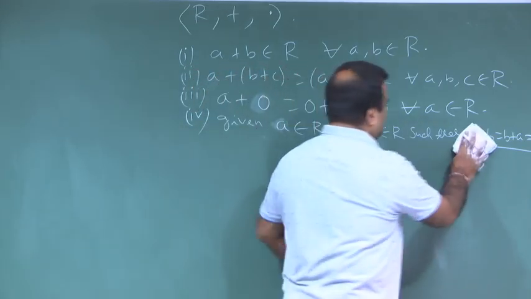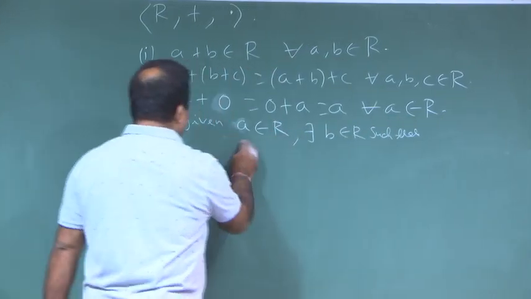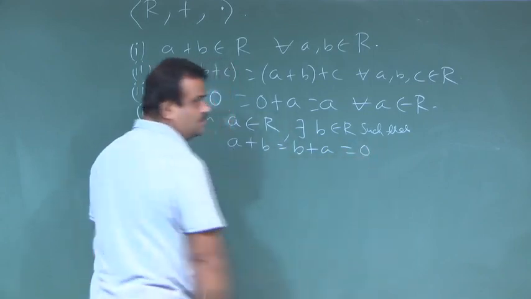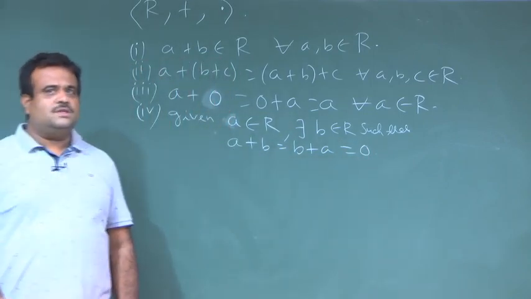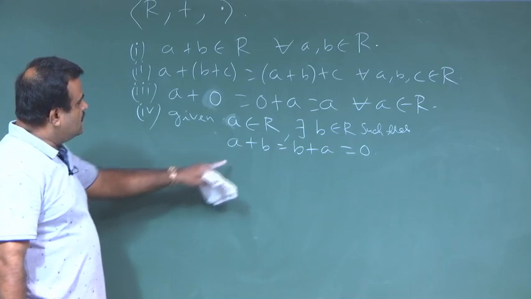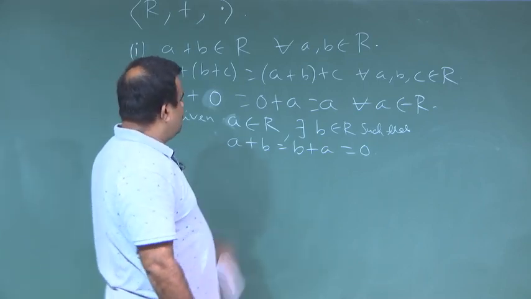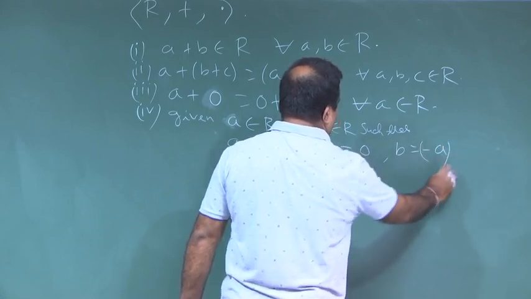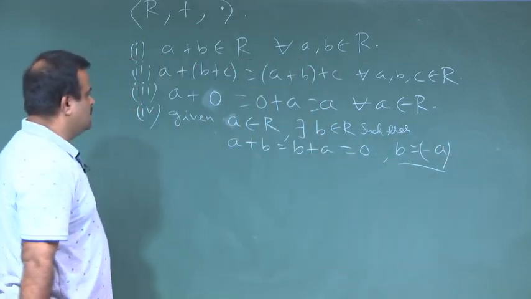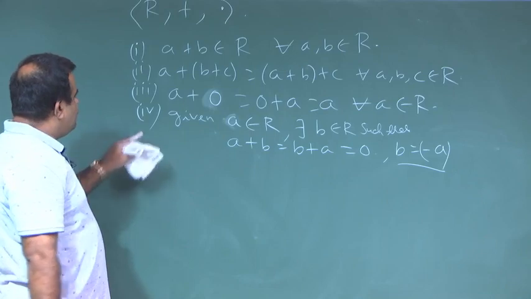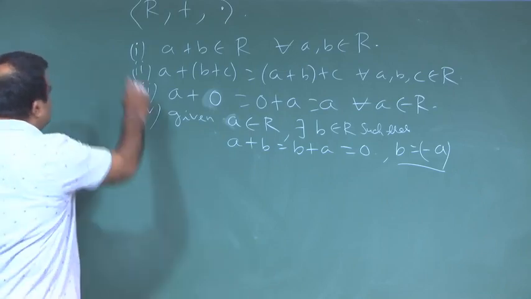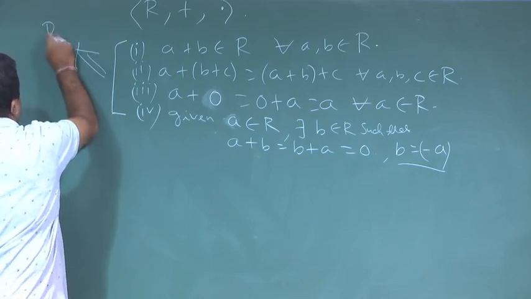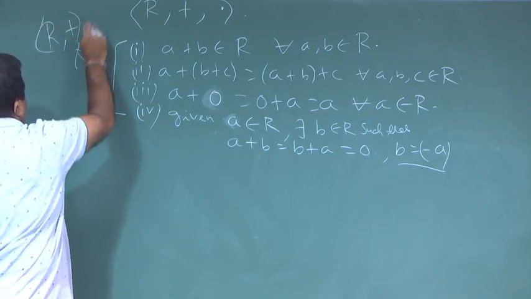So, we can write it here, such that a plus b is equal to b plus a is equal to 0. So, this is in the additive sense. So, b is the additive inverse of a. Usually, we denote b by this symbol, because this is in the additive sense. So, every element should have an inverse. So, these properties are telling us R is a group along with this.